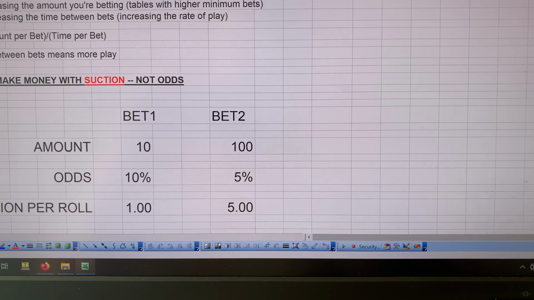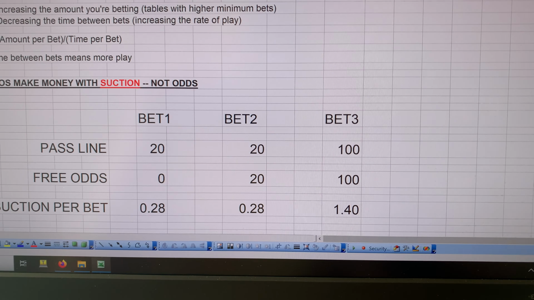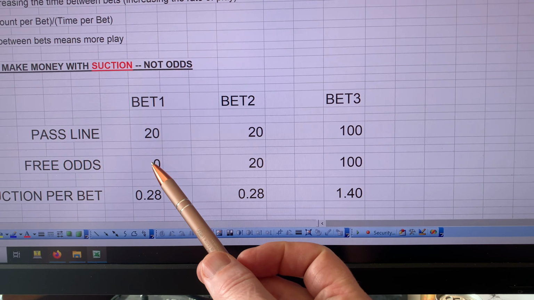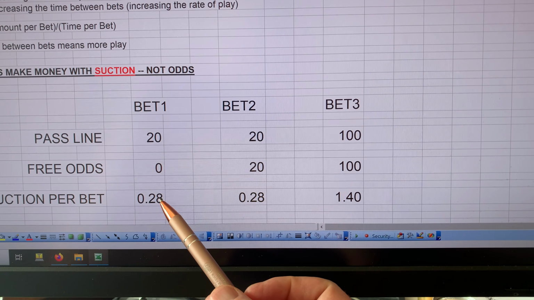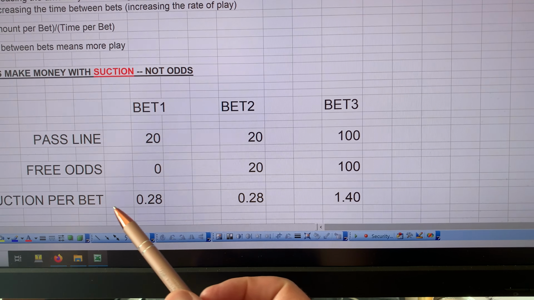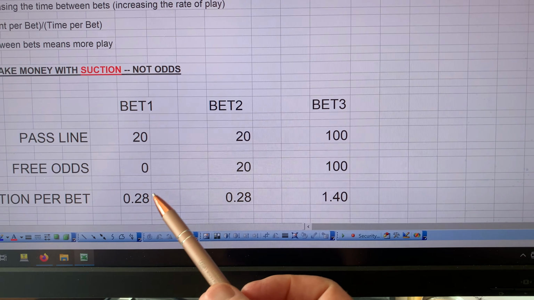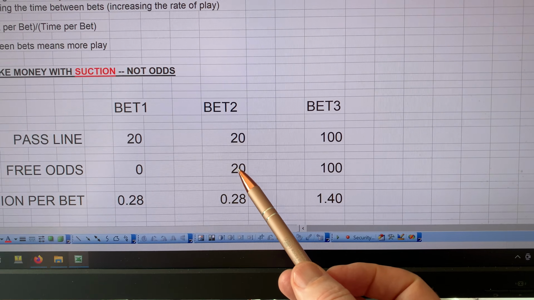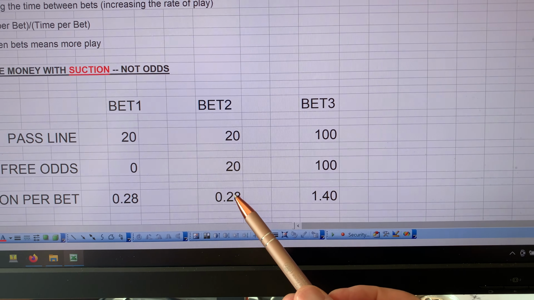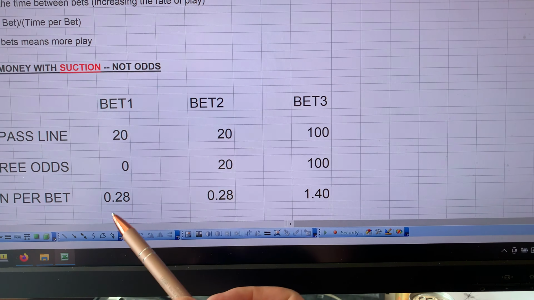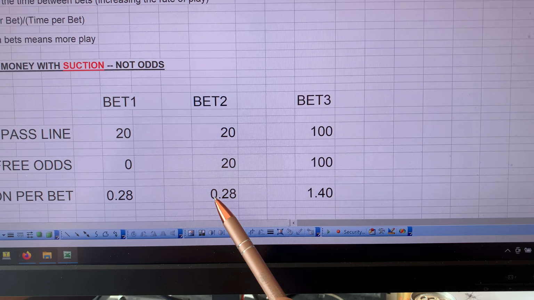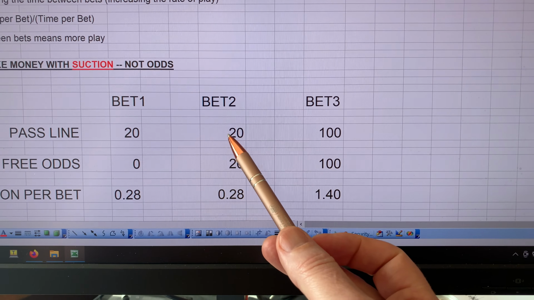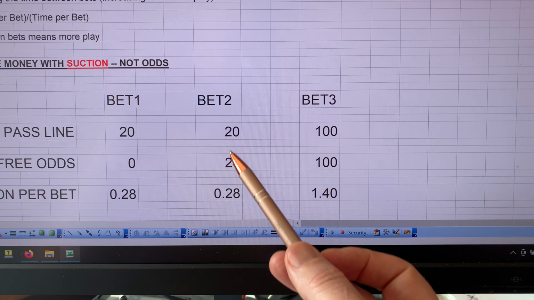Now let's look at the craps table. With the craps table, if you bet $20 on the pass line with no free odds, on average, you're losing 28 cents per bet. If they give you free odds, so this is 1 times free odds, you're still losing 28 cents per bet. Your suction is not changed. But they don't just let you do this.